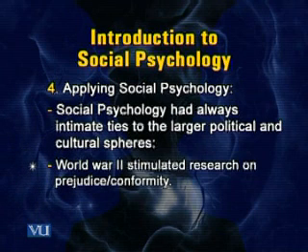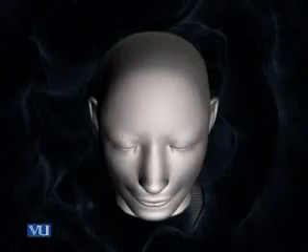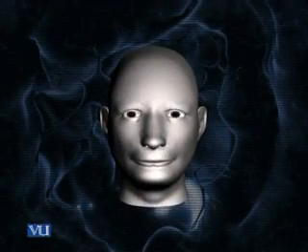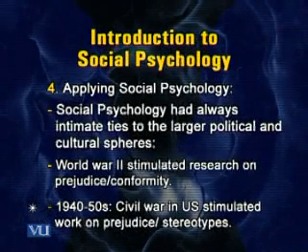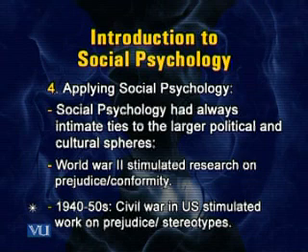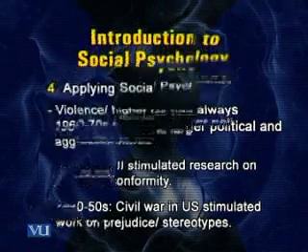You can see here that after World War, a lot of research was conducted on prejudice and conformity. In fact, people wanted to know what happens when people obey a destructive kind of authority and how they conform to such behavior. That research was mostly done by Milgram, and then it was followed by many other people. And you can also see that between the 1940s and 1950s, there was a civil war in the US. Because of that civil war, work started on prejudice and stereotypes.